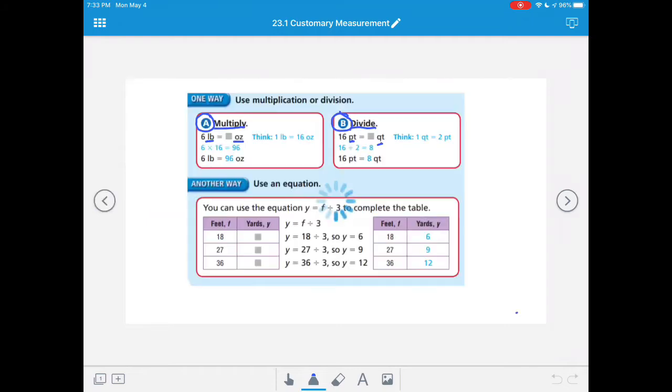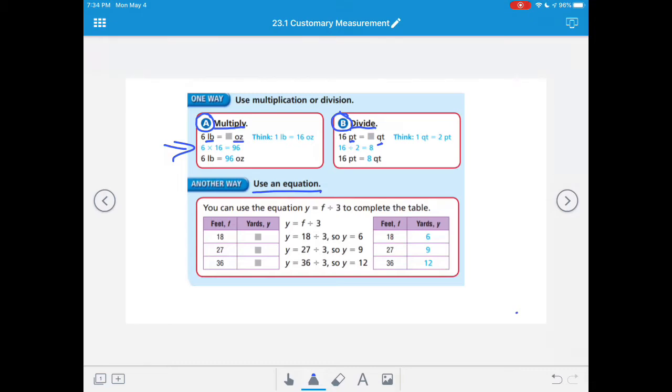Then the next thing that you're going to do, so we're going to practice some that are this way, where we're trying to pick between multiplication or division. And then the other way that we can do, which we'll practice today as well, is using an equation. Now, sometimes they will tell us the equation, and sometimes they will show us a chart and we'll have to write the equation.